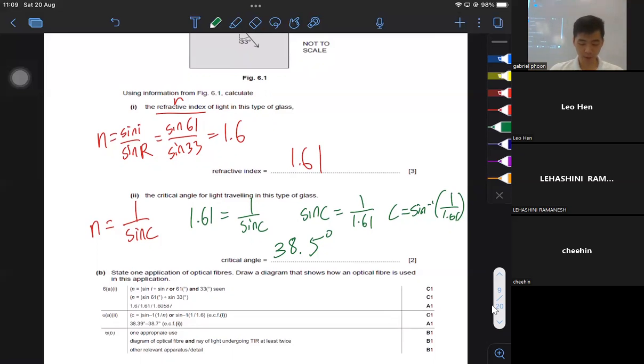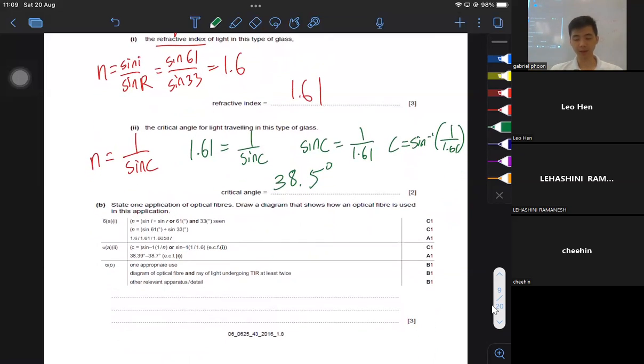Very straightforward as well. Then the next question here is the exact same replica of what we did last week, indicating how important the endoscope is, guys. In this next question, they say state one application of optical fiber. Draw, this time they ask you, not you may draw, they ask you to draw a diagram to show how an optical fiber is used in this application.